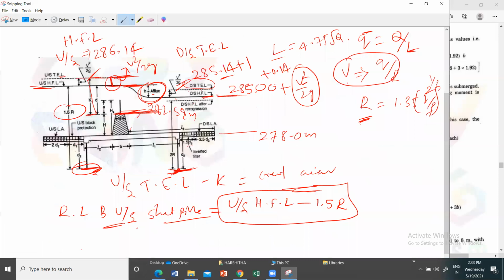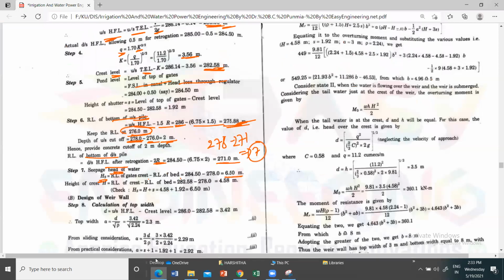Because of this head, seepage is possible. So this is the total head. Seepage head will be equal to the reduced level of the gate crest minus the reduced level of the bed, 6.5 meters. So this is the 6.5 meters.